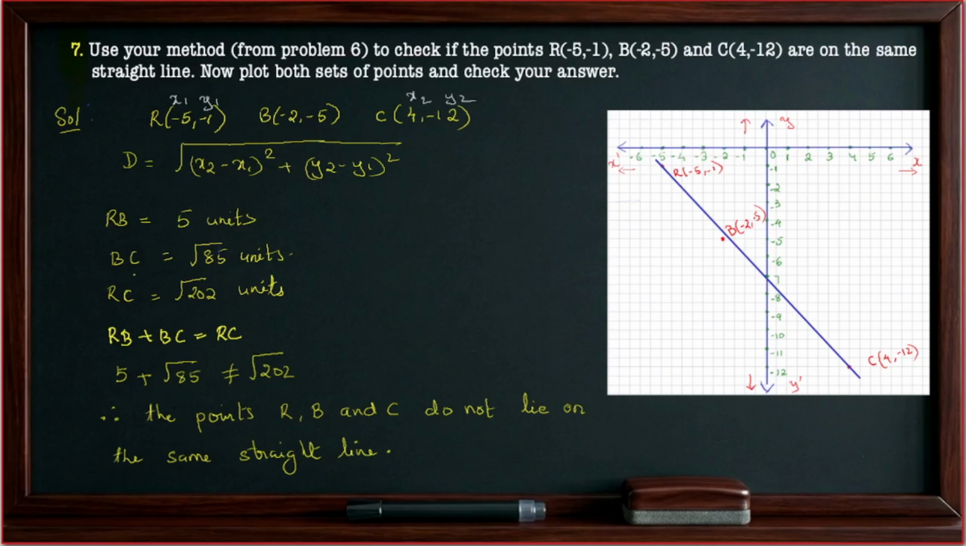After joining the points, you can see that B does not lie on the same straight line. R is on this line and C is also on this line. If you join the line from R and connect it to B, then C won't be on this line. So anyway, one point will be missing. This shows that these points do not lie on the same line. I hope you understood. Now let us move on to the next question.